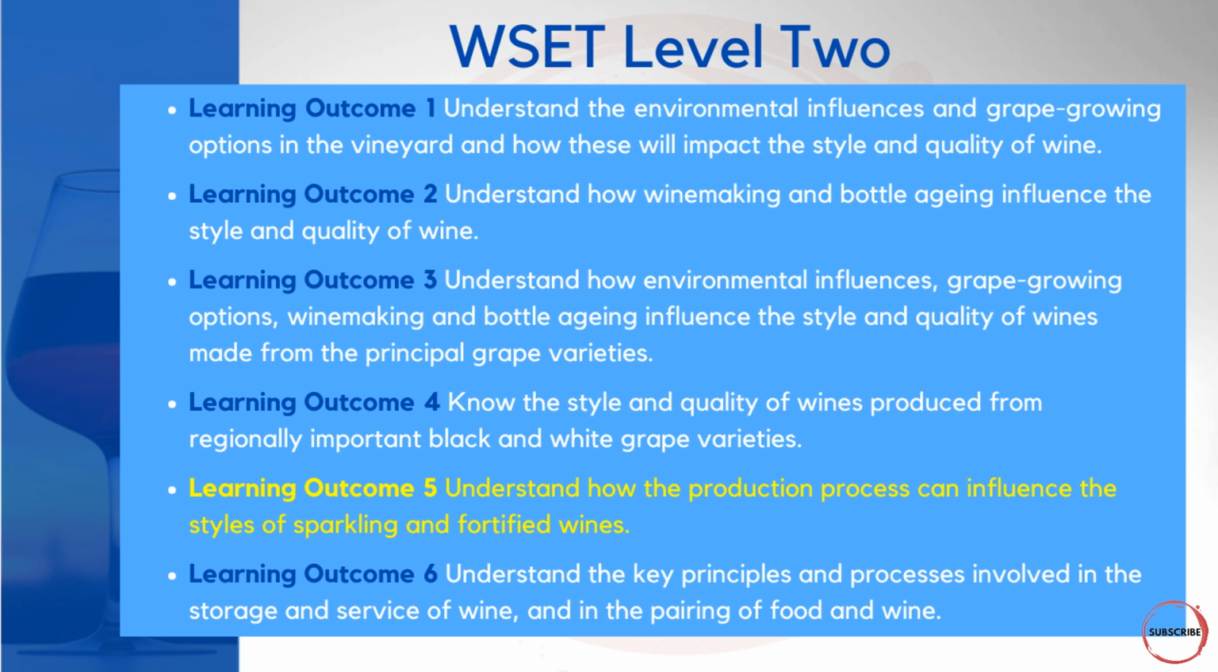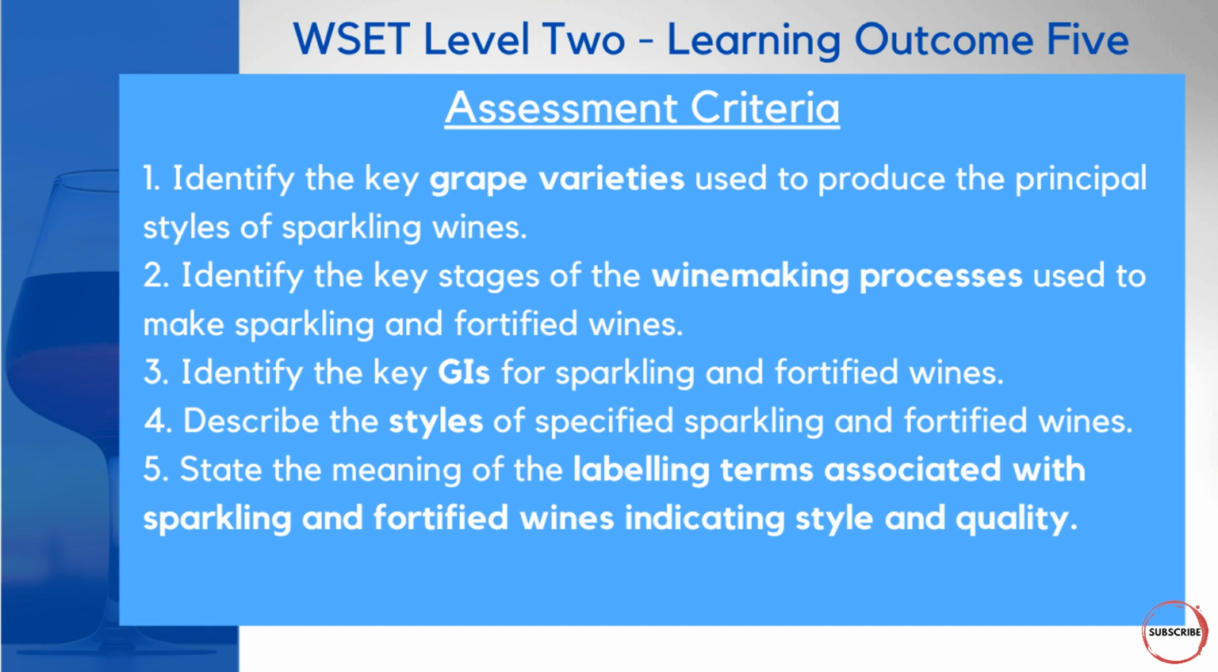So let's jump straight into part 5, which of course is about Learning Outcome 5. Now, Learning Outcome 5 is all about understanding the production processes that can influence the styles of sparkling and fortified wine. So our focus today is going to be on questions around the likes of champagne, prosecco, sherry and port. And Learning Outcome 5 has a number of individual assessment criteria to it.